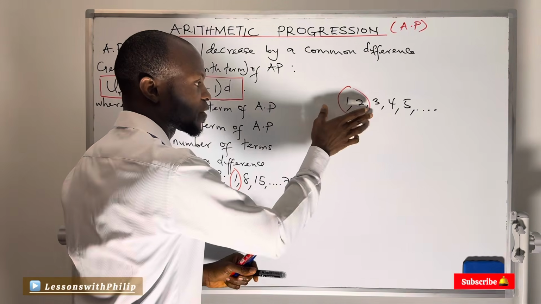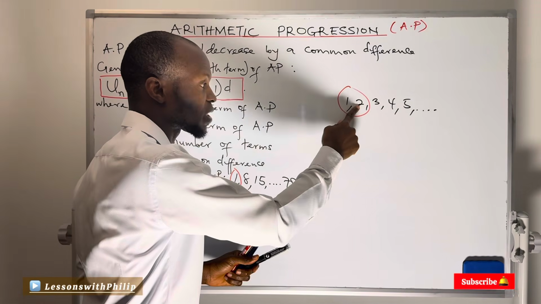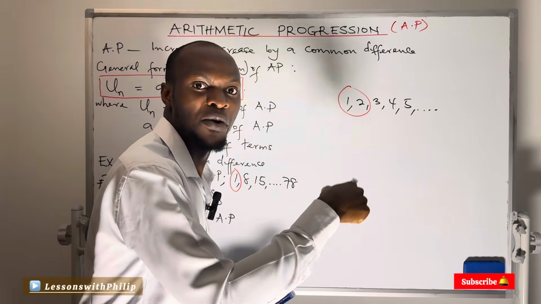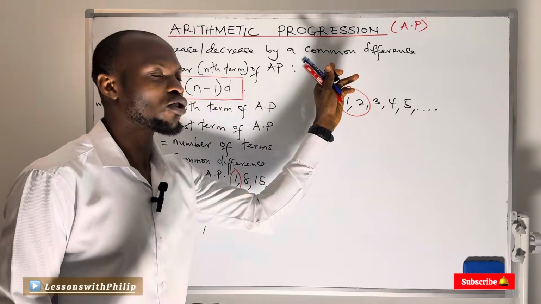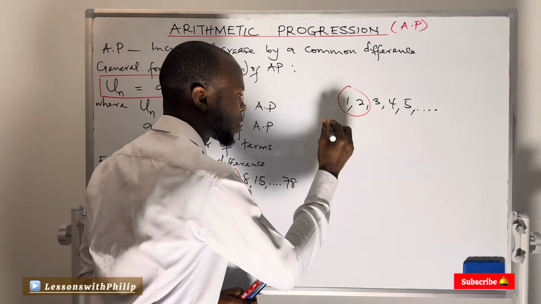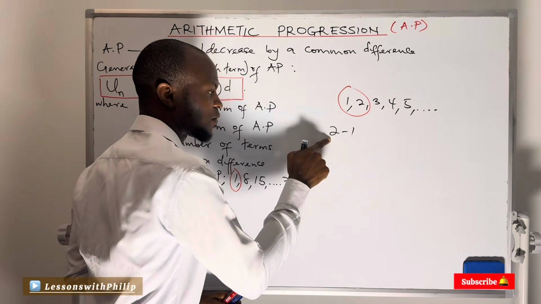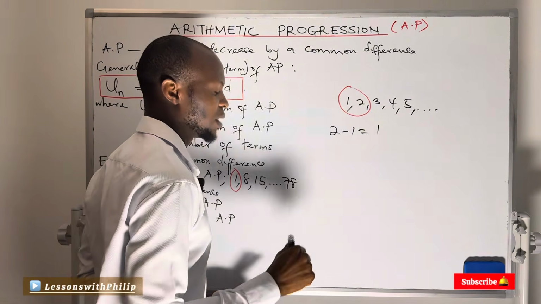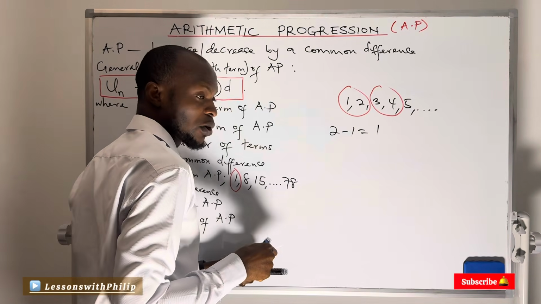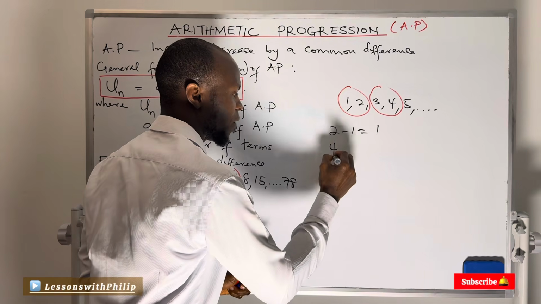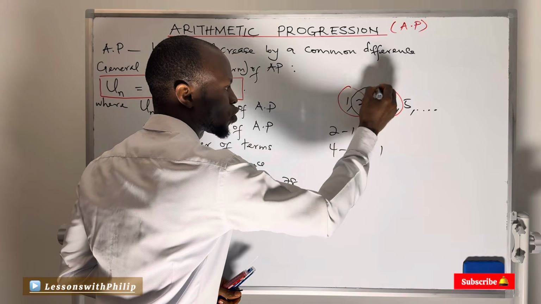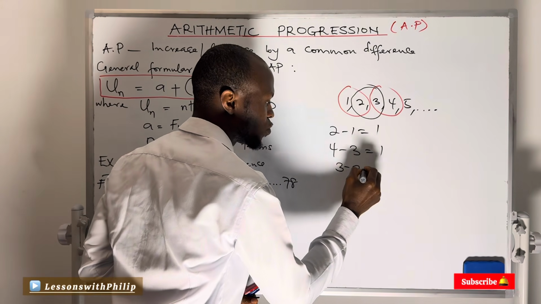If I choose the first two, my 2 is my second term and my 1 is my first term. You just need to subtract your first term from your second term. Because it is a common difference, it must be consistent. If you subtract 1 from 2, you get 1. If you pick 3 and 4, 4 minus 3 gives us 1. If I choose 2 and 3, 3 minus 2 still gives us 1.